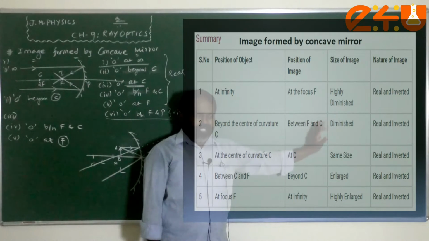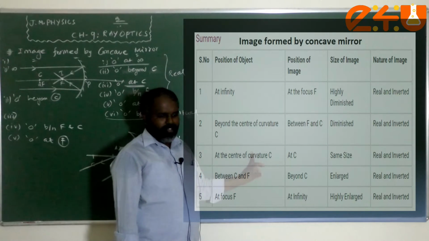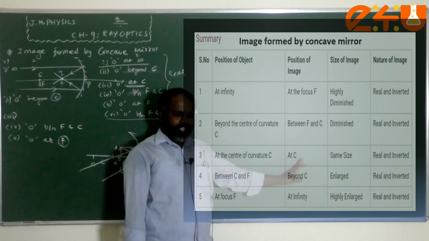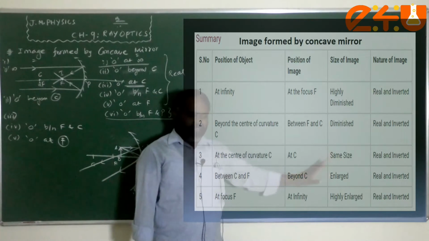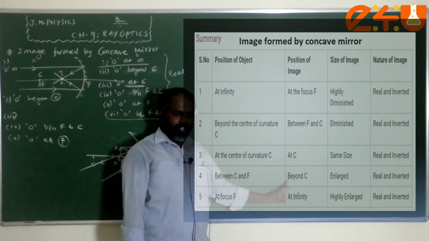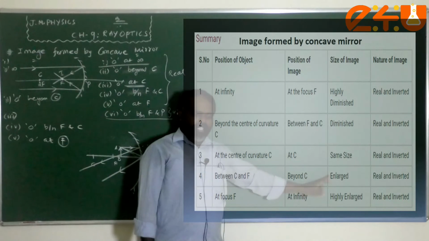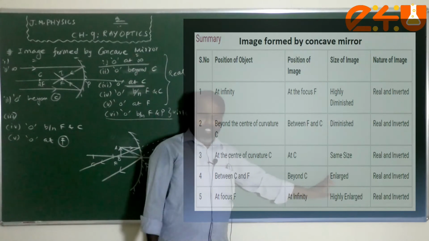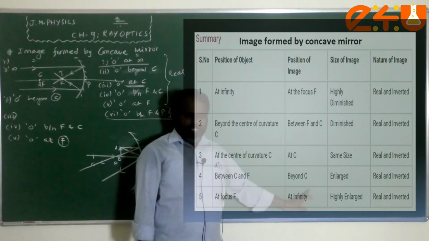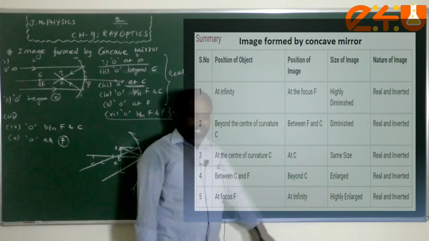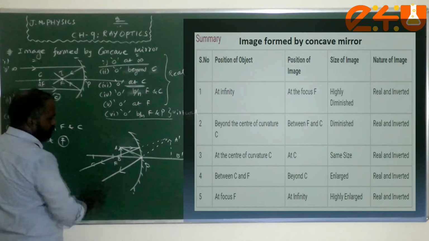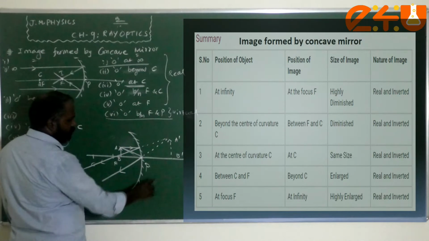It is a diminished image, real and inverted. At the center of curvature, the image is also at the center of curvature, same size, real and inverted. Between C and F, the image will be beyond C, enlarged, real and inverted. And at the focus, the image is at infinity, highly enlarged. And the sixth one, I can write, is not given in the table here. For the sixth one, what is the image property, children?